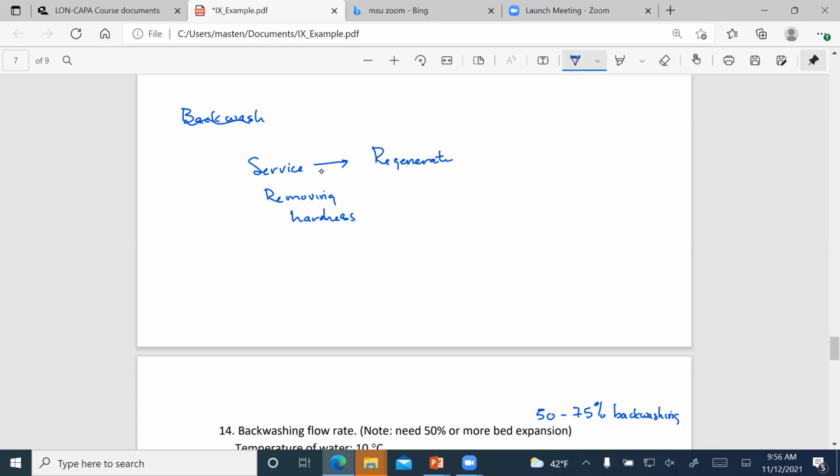So at this point, we start with the resin in a sodium form. We're reacting the resin sites with the hardness, so we'll write it as calcium. And we now have our resin in the calcium form, and we've released 2 moles of sodium for every mole of calcium that we remove. Need to maintain equivalents. So what happens during regeneration? If you had to write a reaction, what would the reaction look like?